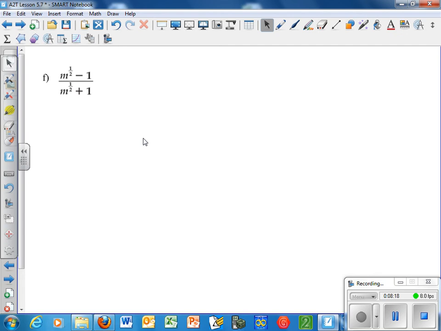Alright, one last problem. This is very similar to the one we did earlier. We have m to the 1/2 minus 1 on top over m to the 1/2 plus 1. So I got to rationalize the denominator, because that's like the square root of m plus 1 on the bottom, except I'm going to do it with rational exponents. So I'm going to multiply by m to the 1/2 minus 1. I'm going to do the same thing on top. I'm going to multiply by m to the 1/2 minus 1.